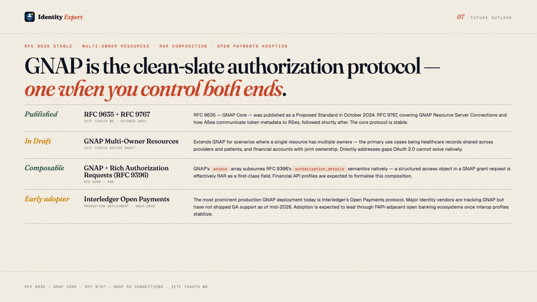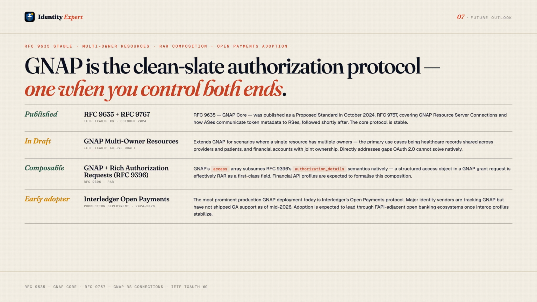Second, the TXAUTH working group is actively drafting GNAP multi-owner resources, which extends GNAP for scenarios where a single resource has multiple owners, the primary use case being healthcare records shared across providers and patients, and financial accounts with joint ownership. Third, GNAP and rich authorization requests from RFC 9396 compose naturally. GNAP's access array subsumes RAR semantics natively. The structured access object in a GNAP grant request is effectively a RAR authorization details object as a first-class field. Expect financial API profiles to formalize this composition.